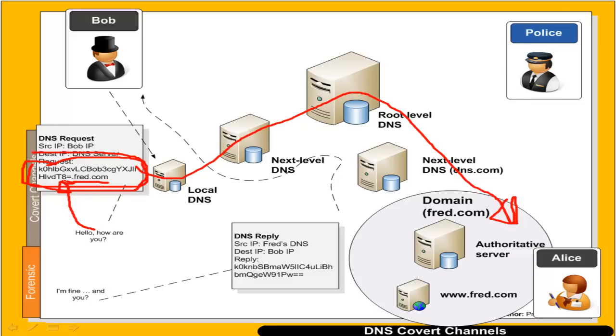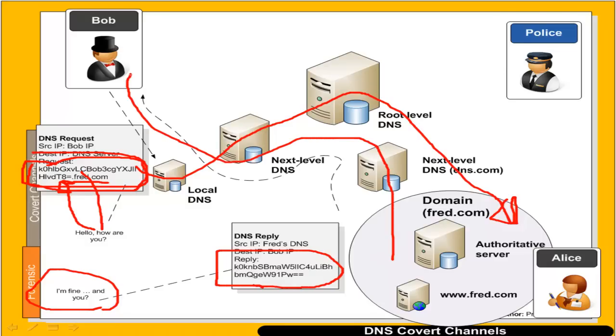Alice then reads and hashes the message, "Hello, how are you?" Then she sends back the hash equivalent of "I'm fine, and you?" and sends the reply back as this. DNS is a fairly dumb protocol in that whatever is replied back will actually be sent. So in this case, this message goes back, and Bob and Alice have managed to pass a message.